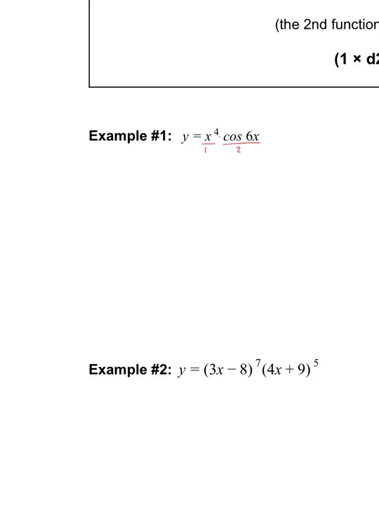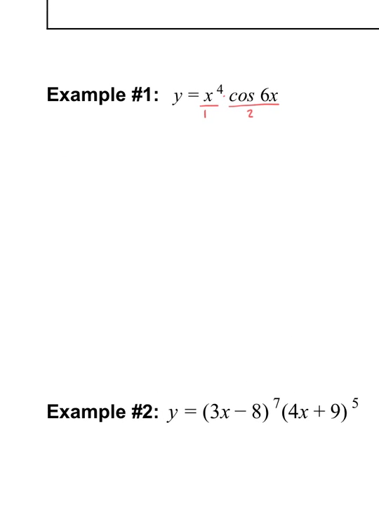All right, it really helps to label your functions. Our first function is x to the fourth, so when we take the derivative of the first function, that is going to be a power rule. The second function, cosine of 6x, because that's a composite function, we're going to use the chain rule when it comes time to take the derivative of the second function.